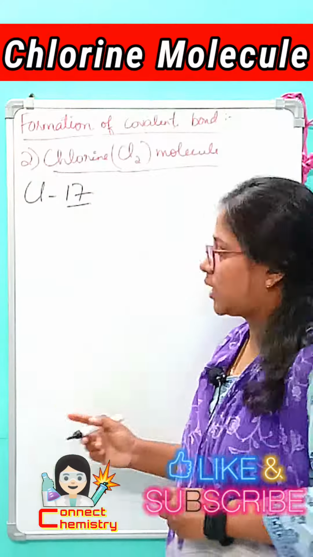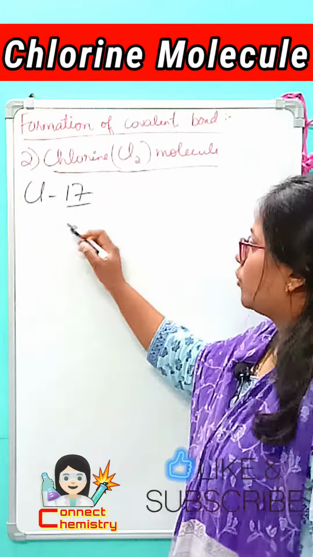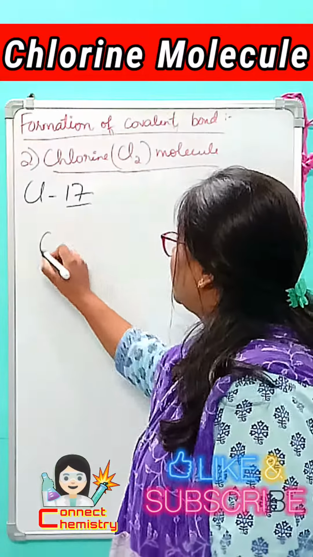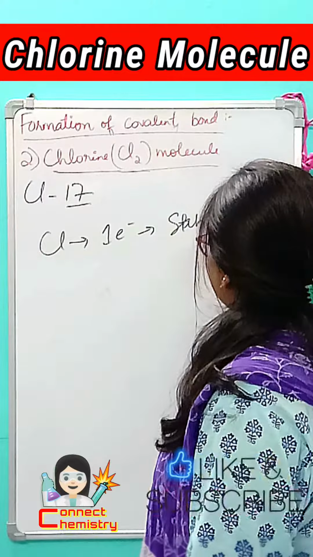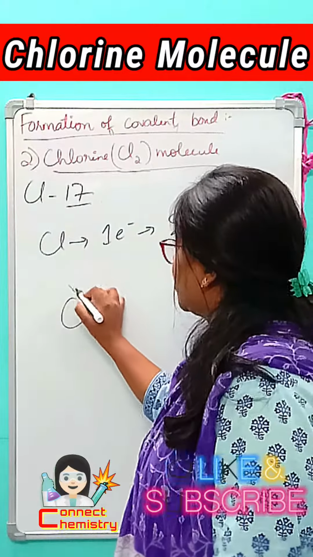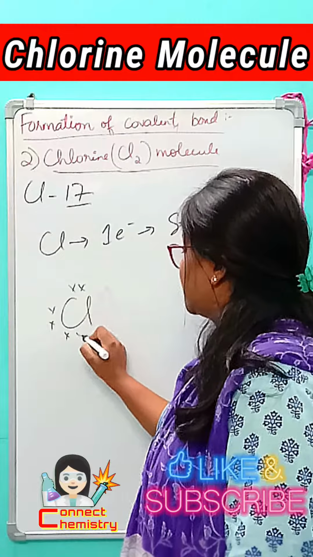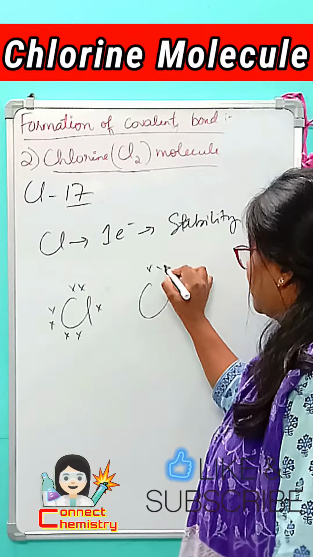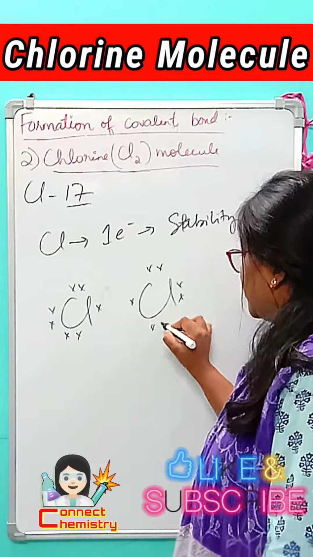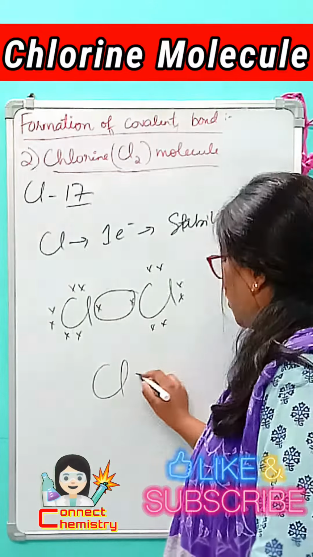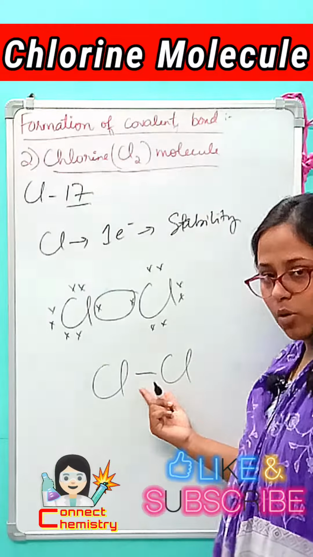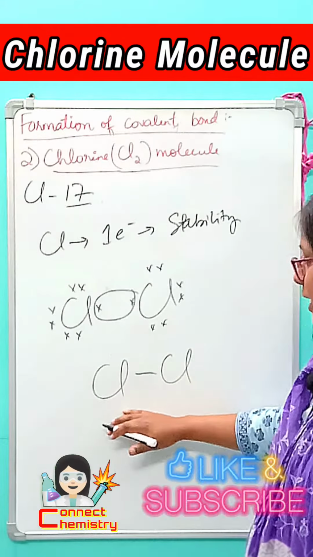Taking the next example as chlorine. Chlorine has the electronic configuration of 17. Then the chlorine molecule requires only 1 electron to complete its stability. Chlorine has a total of 7 electrons. So these 2 electrons combine or share together to form a bond, a covalent bond. So this molecule will be stable.